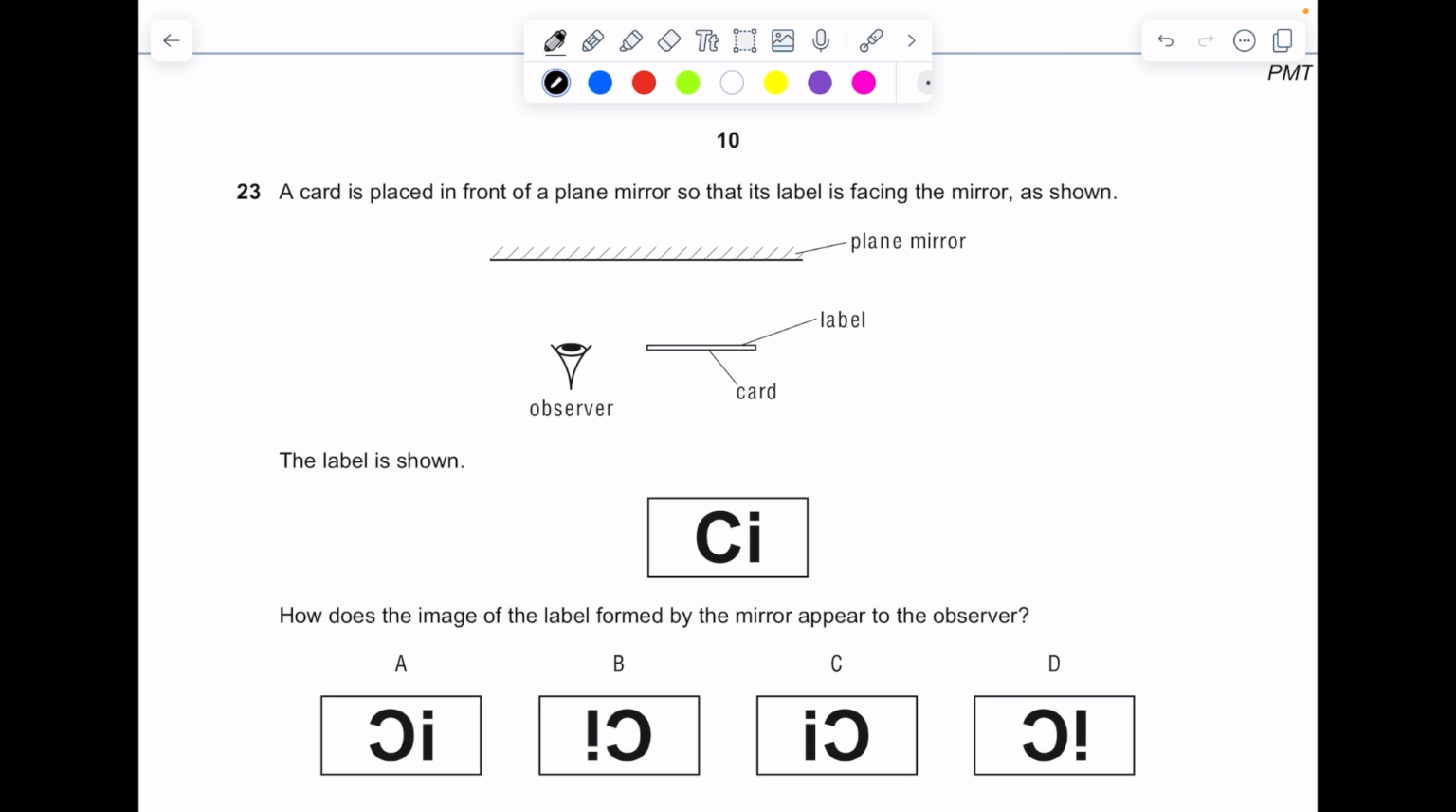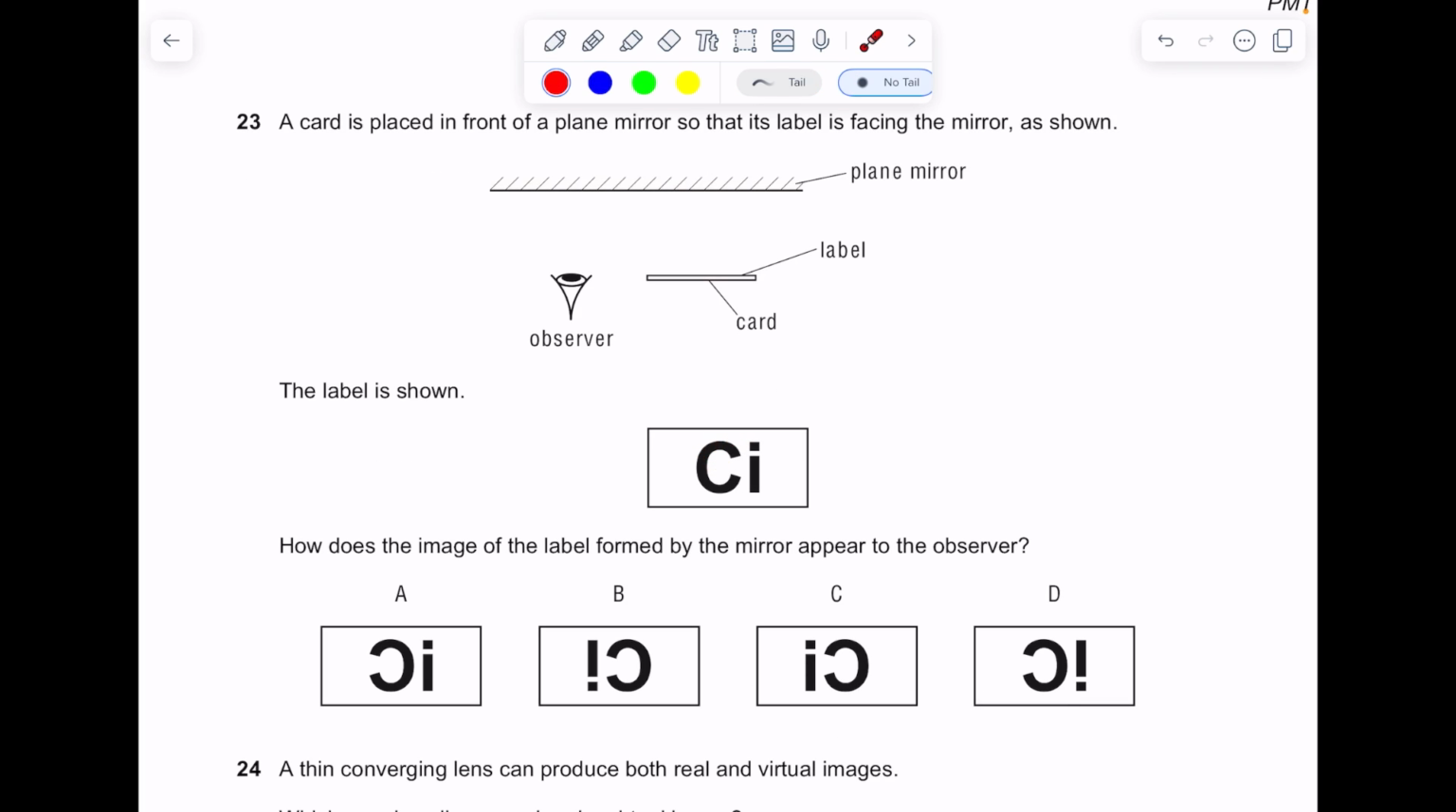the mirror as shown. The label is shown. How does the image of the label formed by the mirror appear to the observer? Wow, gosh, you're really going to have to juggle this. So if that is kind of imprinted on this side and it's being reflected, then you'll see a kind of mirror image of it. So it needs to kind of be back to front. So almost like this. And so the answer here is C, because look, that's what I've drawn.